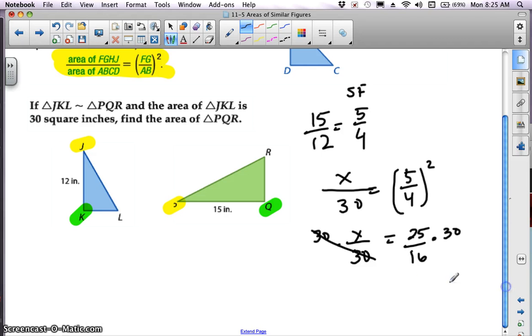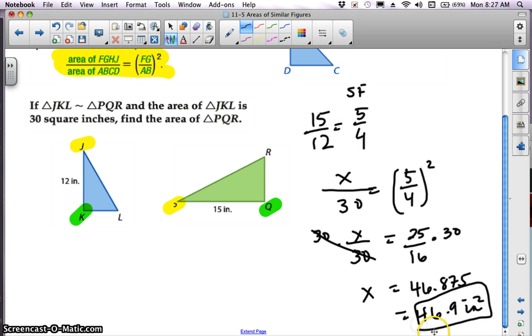When you put that in your calculator, we're just going to deal with decimals right now. Take 25 divided by 16 times 30. You're going to get 46.875. If you round it, it's going to be about 46.9 square inches. So that's how you set it up. That's the example when you're finding the area.